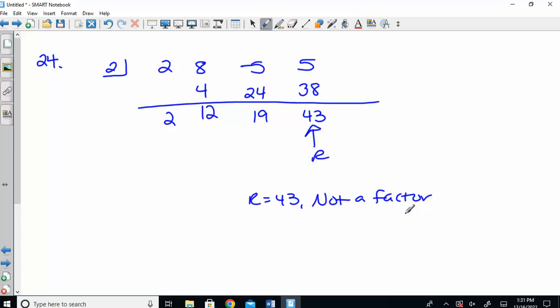If you're writing that out, like 2x squared plus 12x plus 9, plus 43 over x minus 2. So that would be how you would write the quotient.